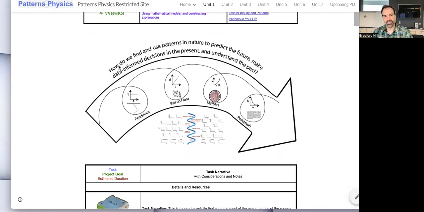And so we can see our essential question: how do we find and use patterns in nature to predict the future and make data-informed decisions in the present and understand the past? That's our essential question. We use it throughout the whole science sequence. And in this unit, we have 4 major tasks, 4 anchoring experiences with the 4 most common patterns in introductory physics.